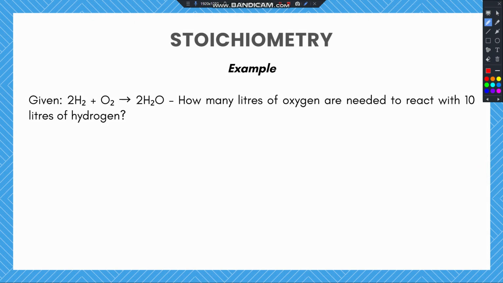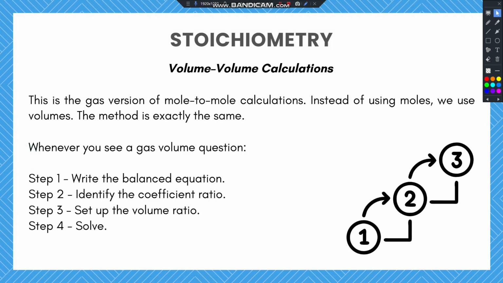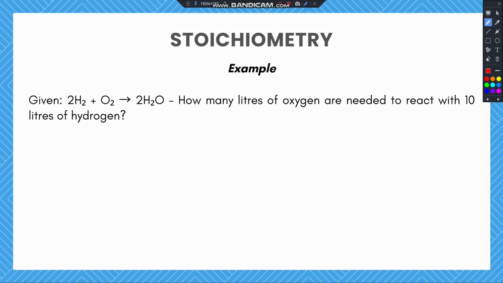The first example, we have this equation on the screen. How many liters of oxygen are needed to react with 10 liters of hydrogen? Let's see the steps again. We write the balanced equation, identify the coefficient ratio, set up the volume ratio, and solve. Well, the balanced equation has been given to us. It's over here. The question says how many liters of oxygen are needed to react with 10 liters of hydrogen.